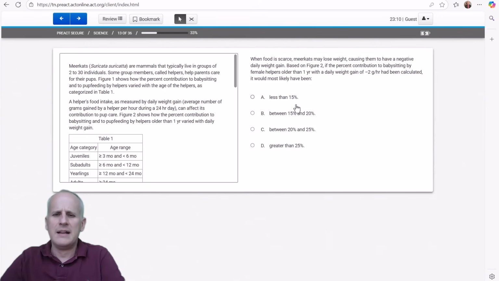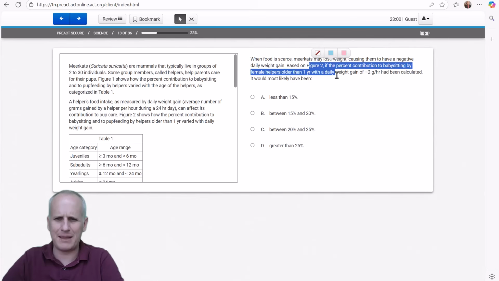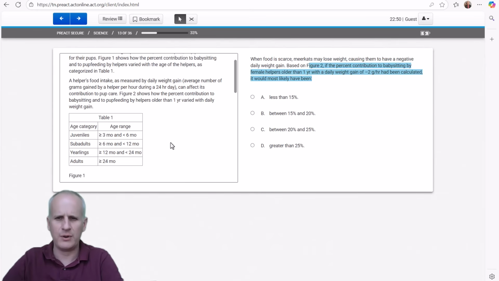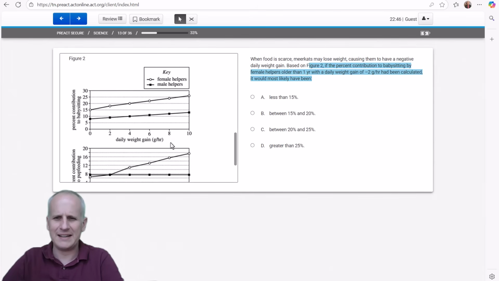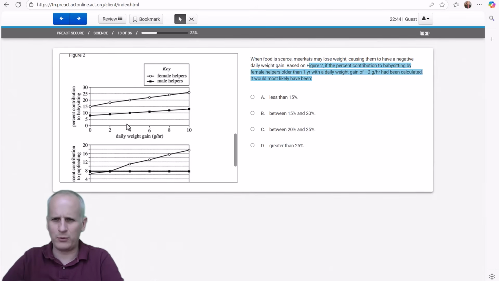question. Here we've got, when food is scarce, meerkats may lose weight, causing them to have a negative daily weight gain. Based on figure 2, if the percent contribution to babysitting by female helpers older than 1 year with a daily weight gain of negative 2 grams per hour had been calculated, it would most likely have been where? So we're going to go straight to figure 2. And we've got daily weight gain, and we're looking at percent contribution to babysitting.